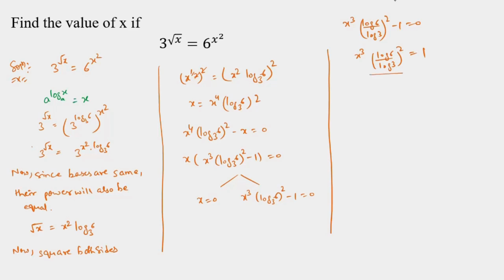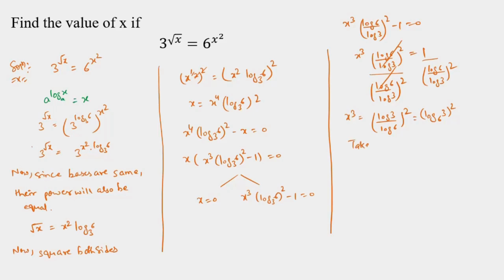Now divide both sides by log 6 by log 3 whole square, and on the right hand side we have 1 divided by log 6 by log 3 raised to power 2. So this will get cancelled out and we get x cube equals log 3 divided by log 6 whole square, and this can be written as log 3 base 6 whole square.